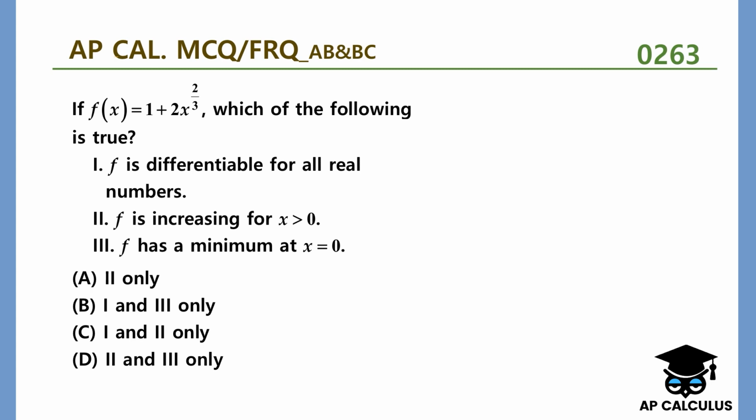So the derivative, f prime. The derivative of 1 is 0, so I'm not going to write it. That's just 2 times 2 over 3 times x to the negative 1 over 3, right? 2 over 3 minus 1 is negative 1 over 3. So that is equal to 4 over 3 times x to the power of negative 1 over 3. That's cube root x in our denominator, right? So this is our f prime.